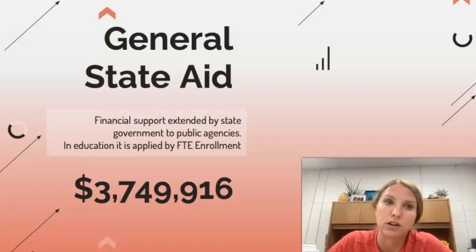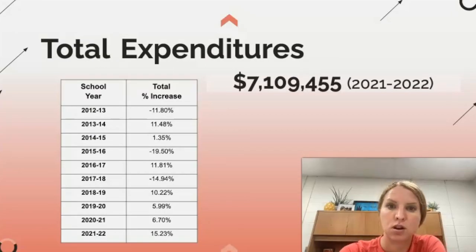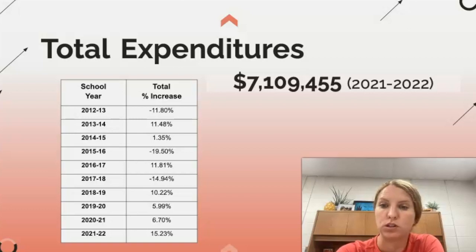General state aid: every year when we do the audit, September 20th, that full-time equivalency enrollment that you get is how you get provided your general state aid, and that is about $3.7 million for the 21-22 school year. Total expenditures are the amount that you have spent every year. So for the 21-22 school year, $7.1 million.